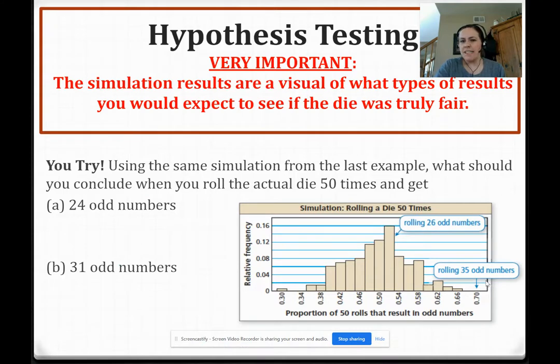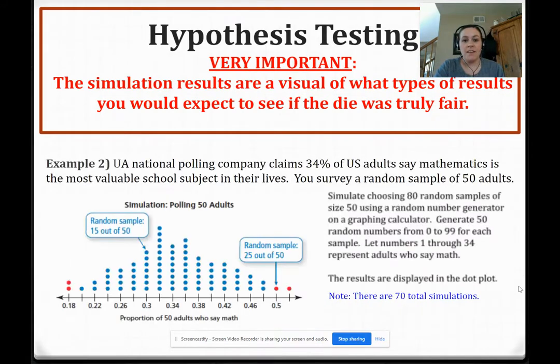Go ahead and try applying this idea to these two you-tries. Feel free to check the key, and we're going to do one last example to wrap this up. So now I have a dot plot instead of a histogram and a little bit different of a context. This says a national polling company claims 34% of US adults say mathematics is the most valuable subject learned in school. The survey of a random sample of 50 adults was taken, and this dot plot represents polling 50 adults at a time, and the proportion of them that agreed with this statement, saying math is the most important.